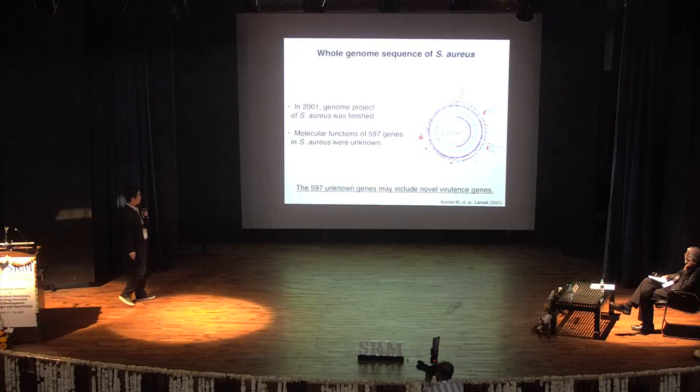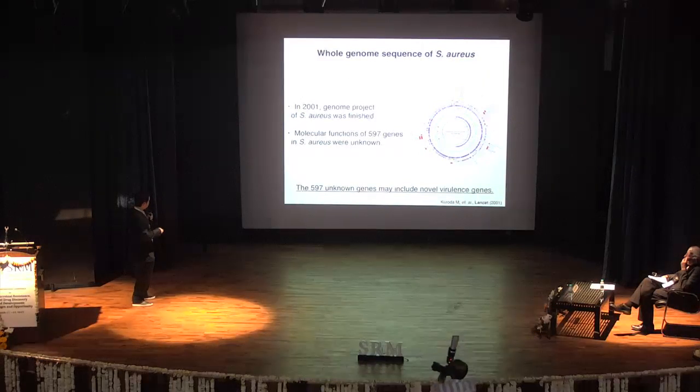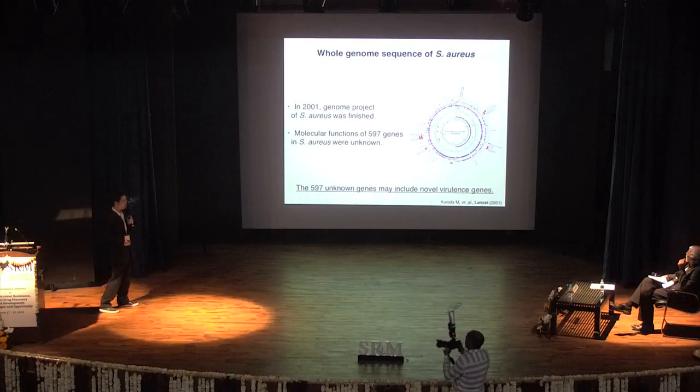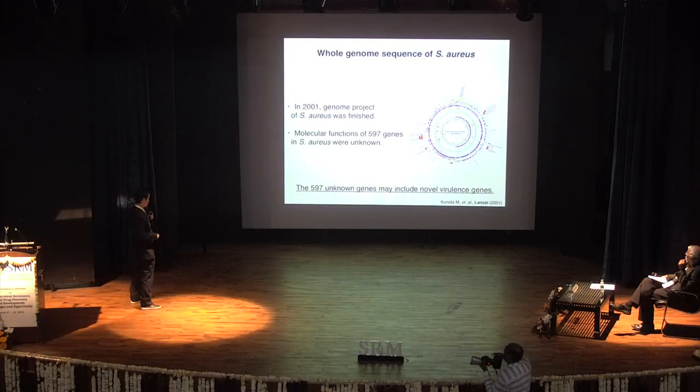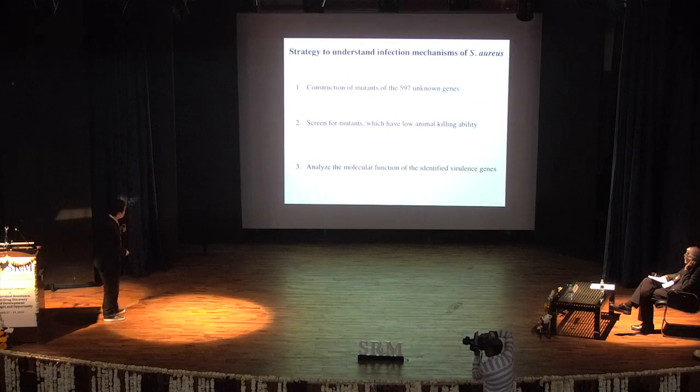Our group participated in the genome project of Staphylococcus aureus and published a paper. We found that the molecular functions of 597 genes in Staphylococcus aureus are not yet known. We thought that it is possible that these 597 unknown genes may include novel virulence genes. So we constructed a strategy to understand the infection mechanism of Staphylococcus aureus.